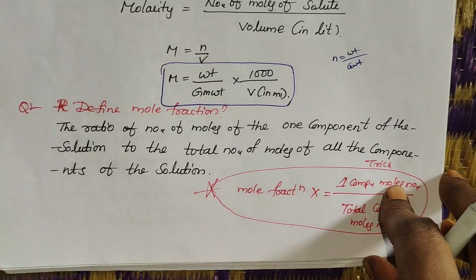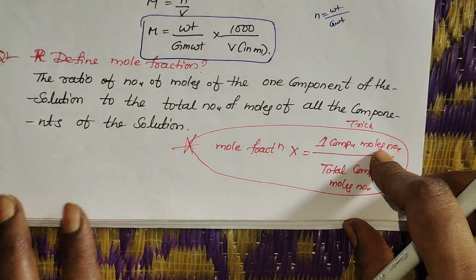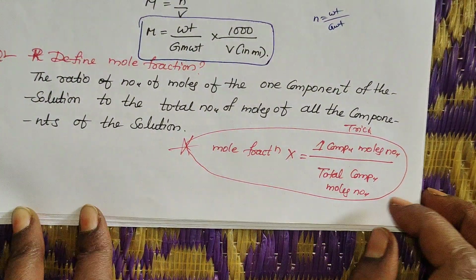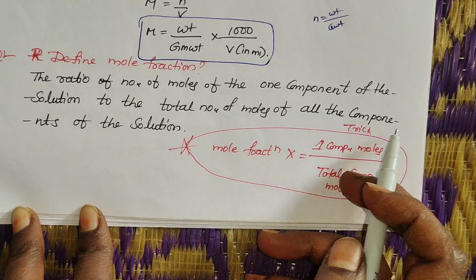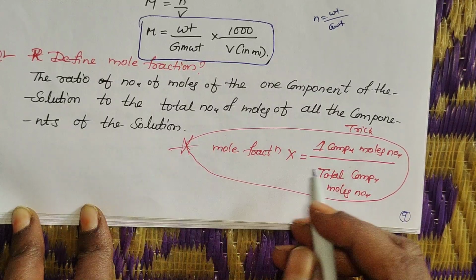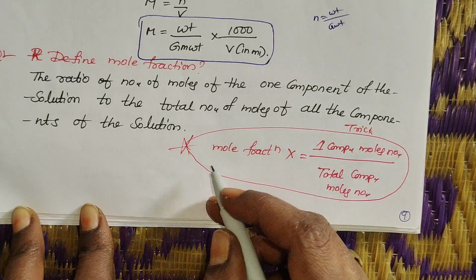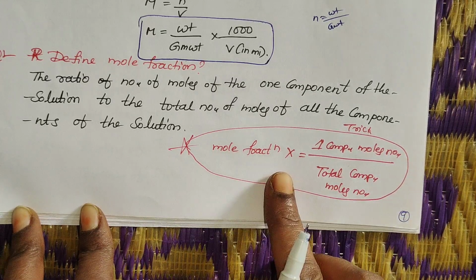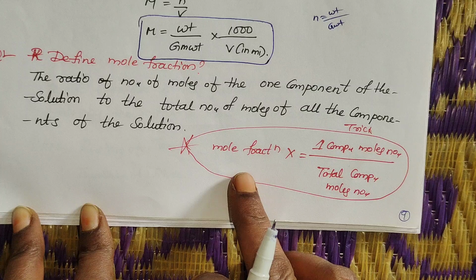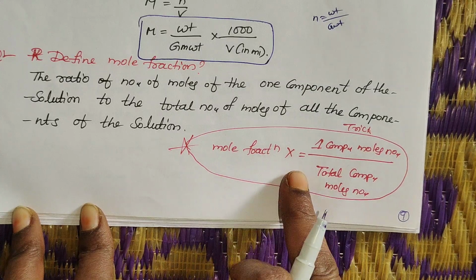Next, define mole fraction: the ratio of the number of moles of one component of the solution to the total number of moles of all the components in the solution. Simple, one component's moles number by the total moles number. This ratio is known as mole fraction. If you take the solute, you have to write solute. If you take the solvent, you have to write solvent.